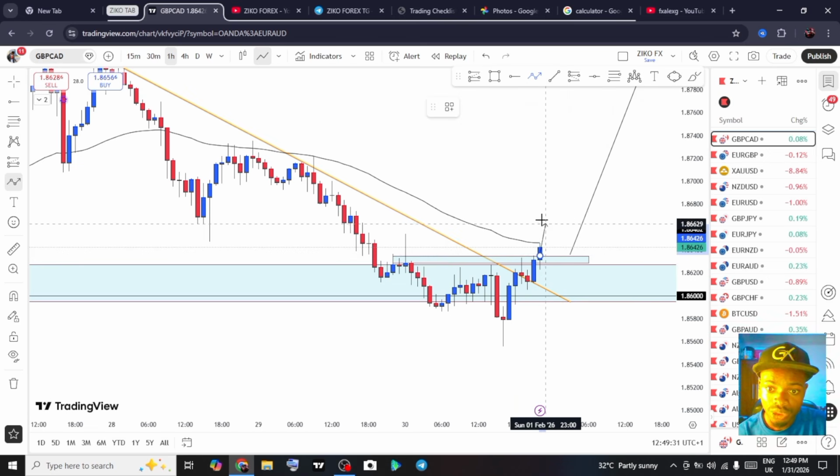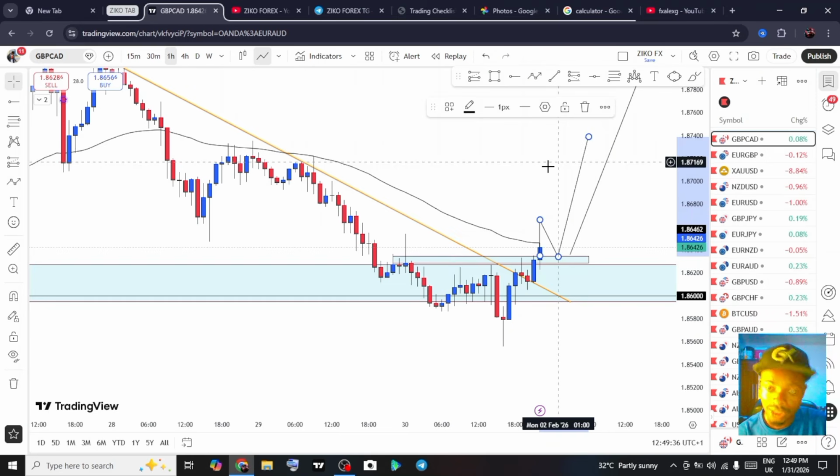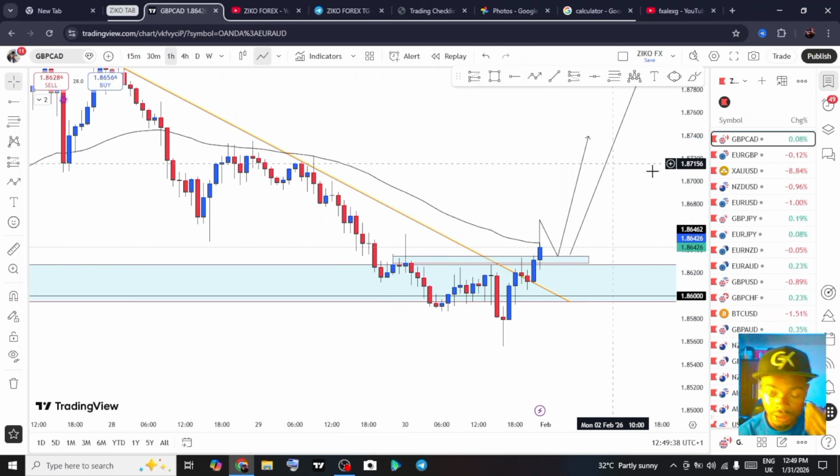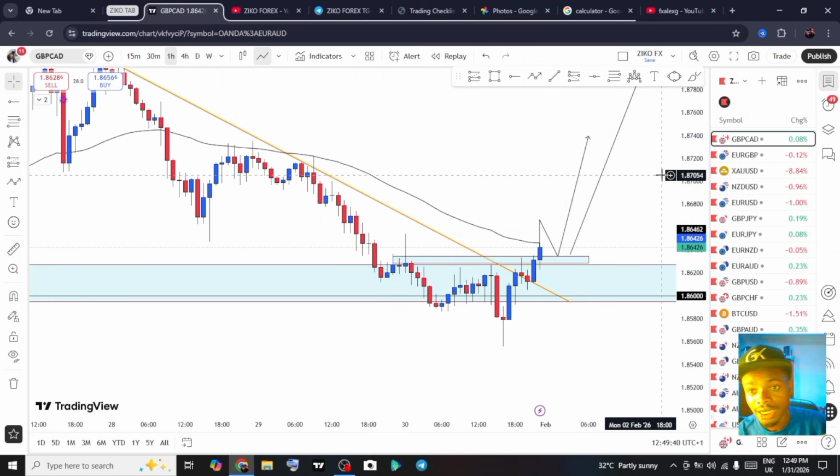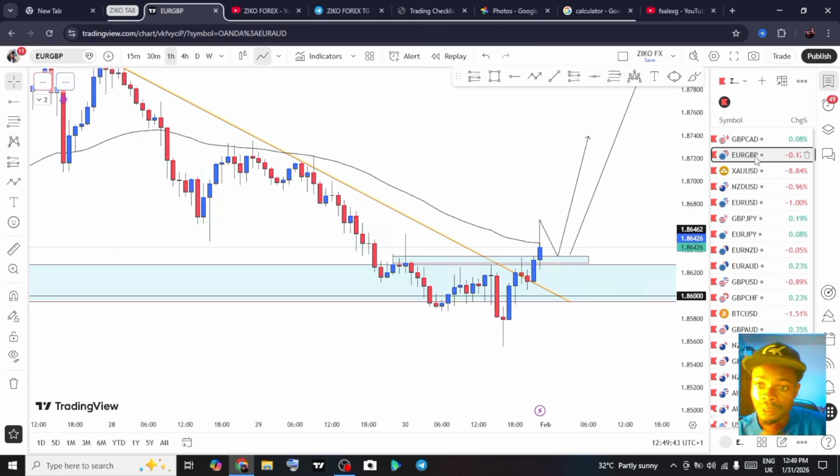I need market to open like this and have a retracement to potentially buy. That's exactly what I want to see next week. So GBP CAD for buys next week, okay.